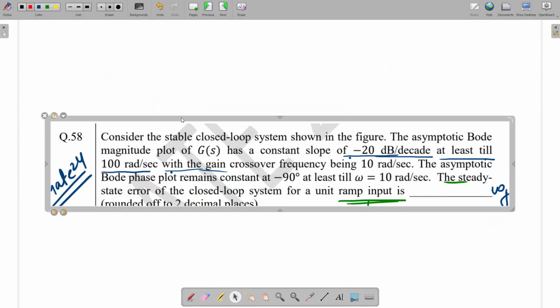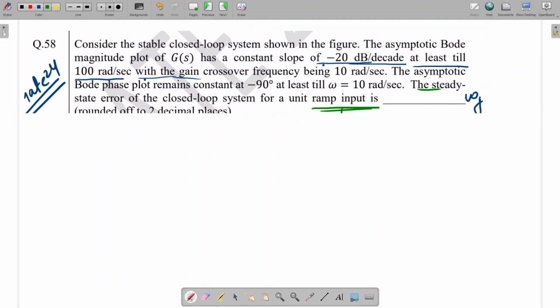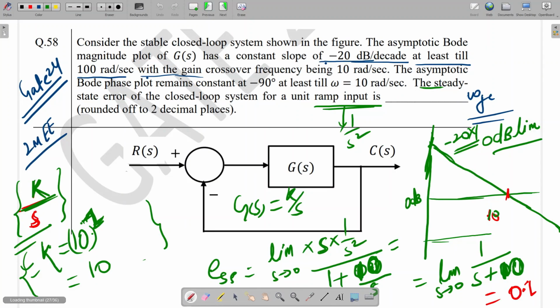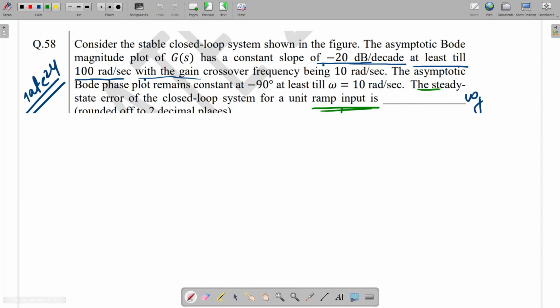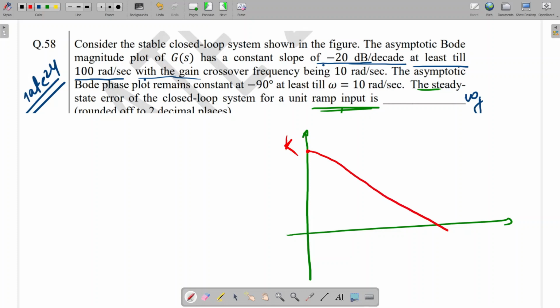See what they have written. Consider a stable closed loop system shown in the figure. So this is the figure, this is the closed loop system. The asymptotic Bode plot of G(s) has a constant slope of minus 20 dB per decade. So starting minus 20 only. Let's say I have started from some k value, minus 20 dB per decade, at least till 100 radian per second. So it is going like this, and here it is 100, and this is 10. If something is there after this, we don't know.